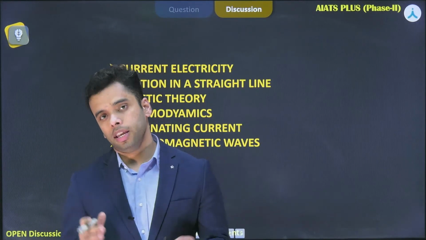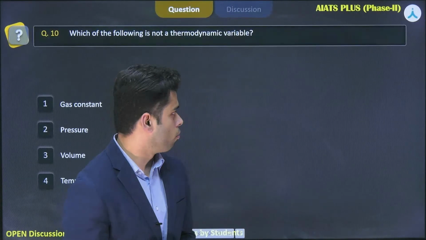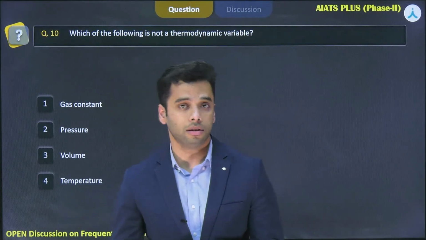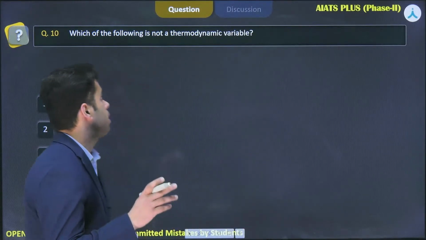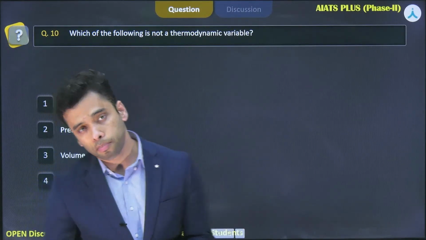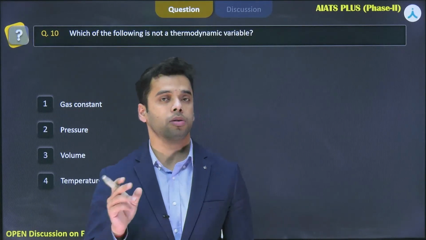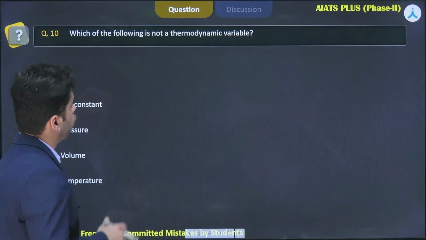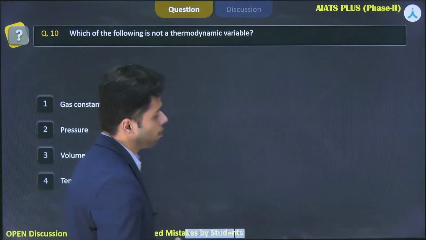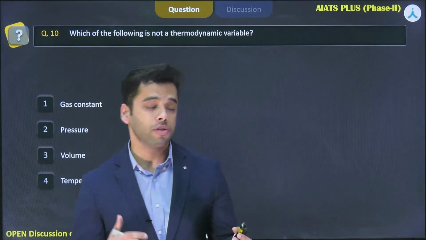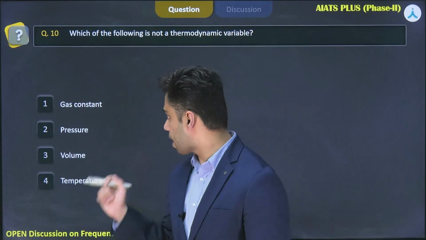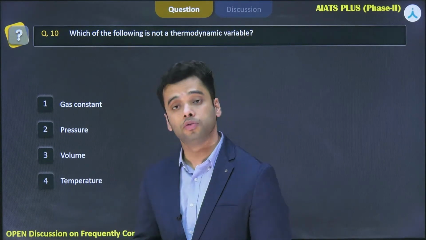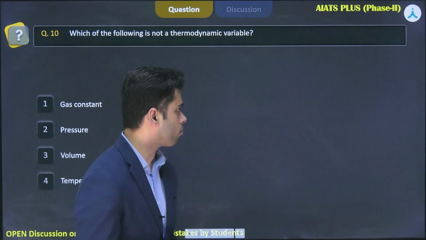Now, if you are ready and if you are charged up, let's move towards the first problem of this paper, and it was problem 10 of the original paper, based upon the chapter of thermodynamics. A simple theoretical problem. It says, which of the following is not a thermodynamic variable? You have been given 4 options. First one is gas constant, second one is pressure, third one is volume, and fourth one is temperature.